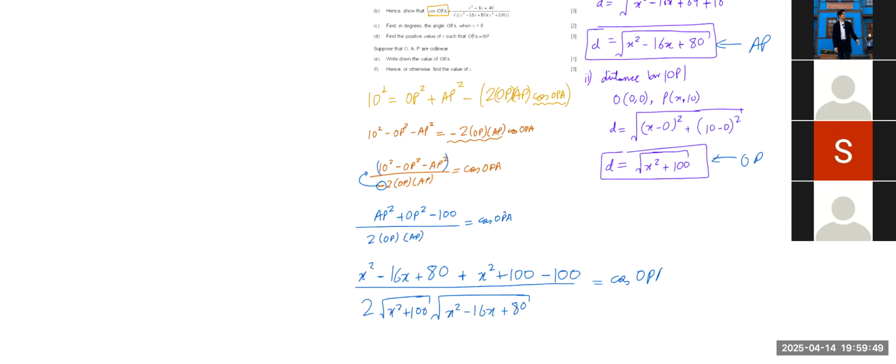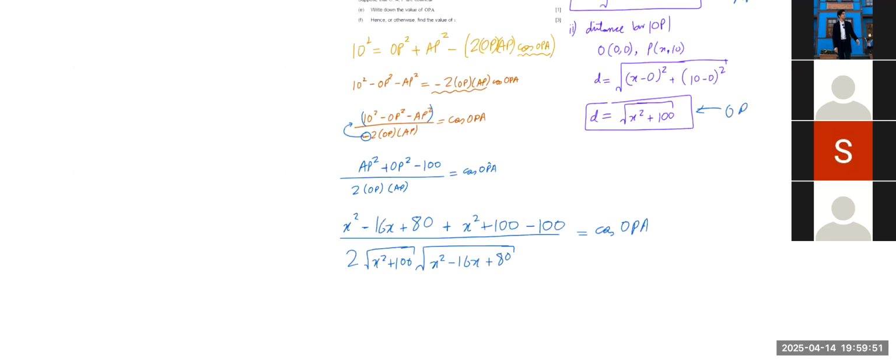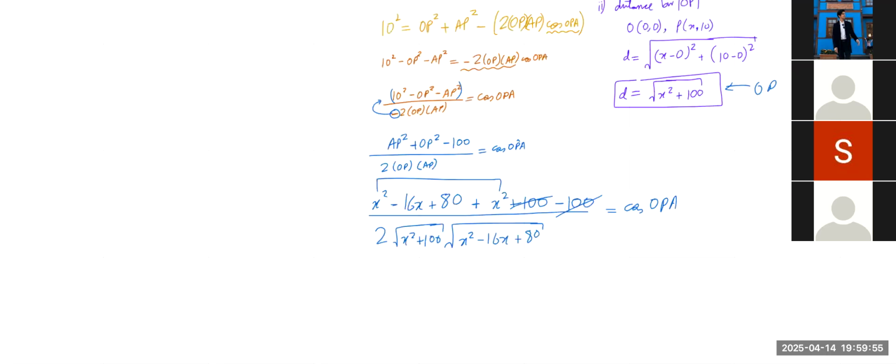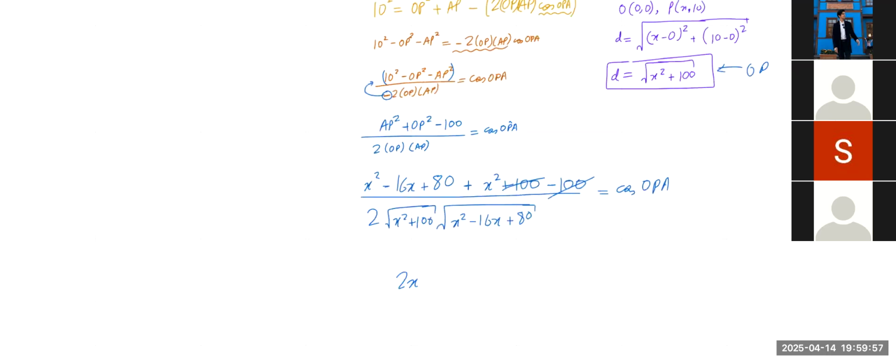Let's clean anything up that we can. Hundreds cancel out because there's a plus 100 and minus 100. The x squares will add up, give you 2x squared. Everything else is the same for now.